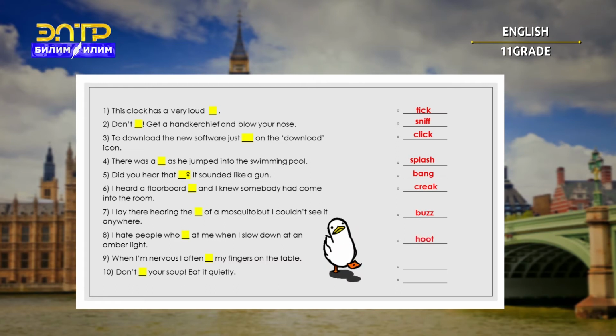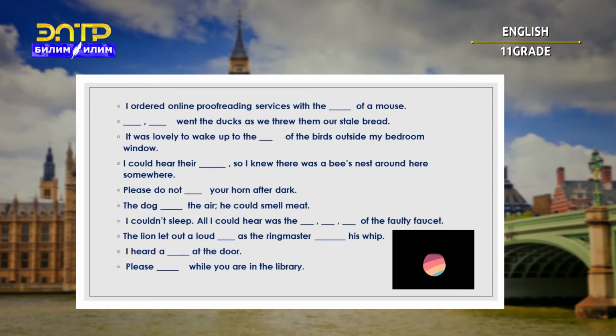Number 8, I hate people who hoot at me when I slow down at an amber light. It is hoot. This hoot is the sound a car makes. When I'm nervous, I often tap my fingers on the table. That was number 9. And you are again right. Well done. And the last one, don't slurp your soup. Eat it quietly. Well done. We are done in here. Let's get to the next task.